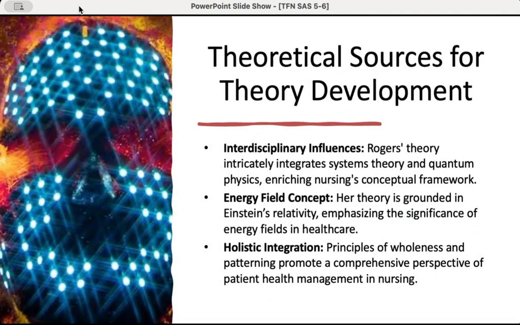So, with its sources for its development, Rogers' theory intricately integrates interdisciplinary influences, particularly system theory and quantum physics, enriching nursing's conceptual framework. We also have the energy field concept, which is grounded in Einstein's relativity, emphasizing the significance of the energy field in nursing. And at the same time, its holistic integration of wholeness and pattern promotes a comprehensive perspective of patient health management in nursing.